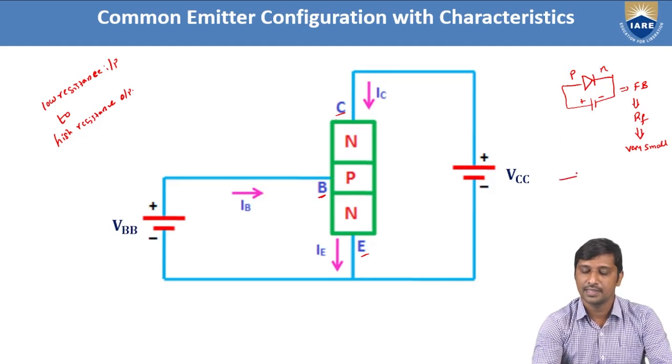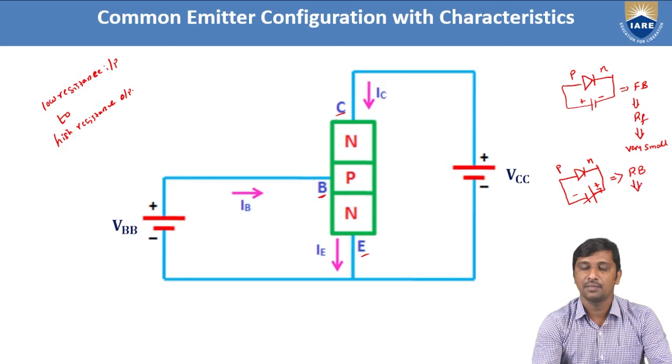Similarly, let us consider the same PN diode, with P-type material and N-type material. Here P is biased with the negative pole of the battery with respect to the N side. That means P is connected to the negative pole of the battery, and N-type material is connected to the positive pole of the battery. Under this biasing configuration, this PN diode acts in reverse bias mode.